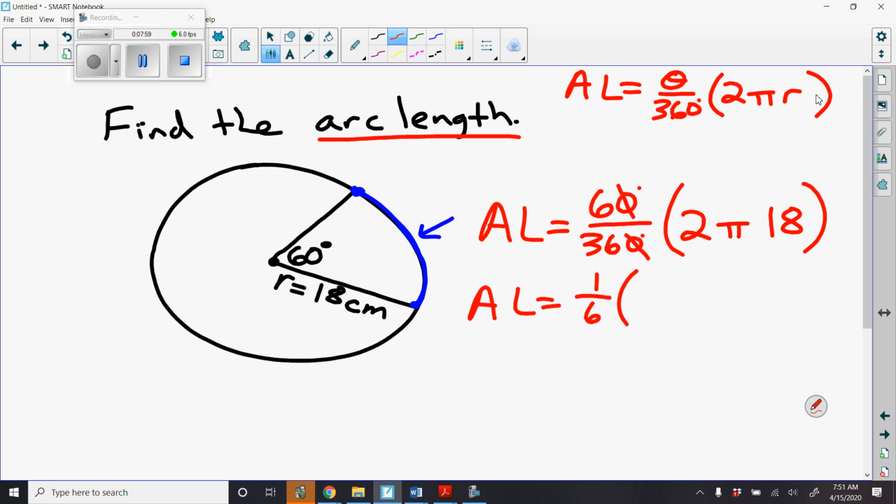And I know 2 times pi times 18. I know 2 times 18 is 36. Okay. And then multiplying these together, 1/6 of 36. 1/6 times 36 would be 36 over 6, which would equal 6. And I get an arc length of 6 pi.